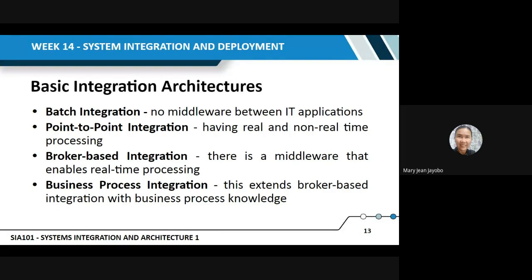So the middleware between IT applications and broker enables real-time processing. And what else? The business process integration. So the business process model captures the workflow between IT applications and the workers who perform the activities. And this architecture extends broker-based integration with business process knowledge.